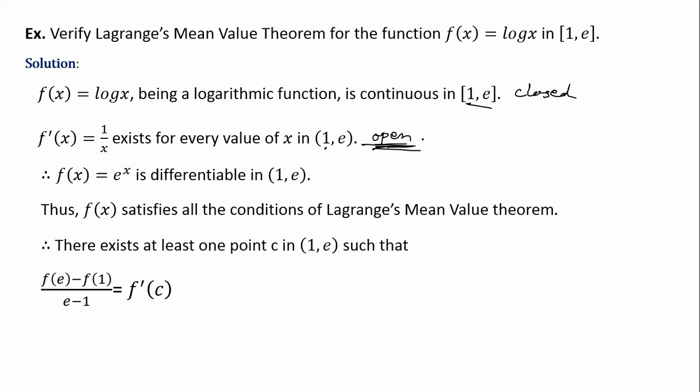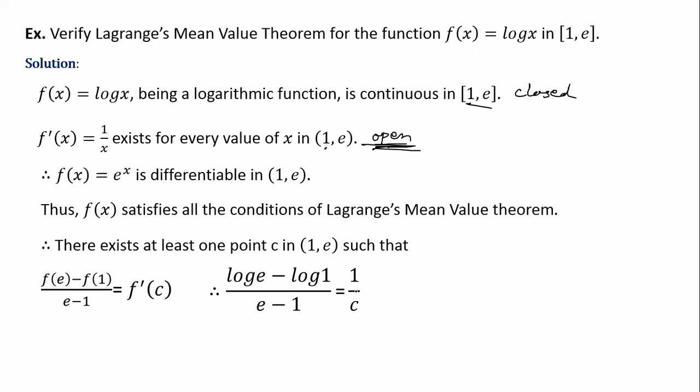f(x) is equal to log x, so f(e) is equal to log of e to the base e, that will be 1, minus f(1), which is log of 1 to any base, is 0, upon e minus 1, so that is equal to f'(c). f'(x) is 1/x, so f'(c) will be 1/c. So after simplification, see, log of e is 1. So we can say here (1 - 0)/(e - 1).